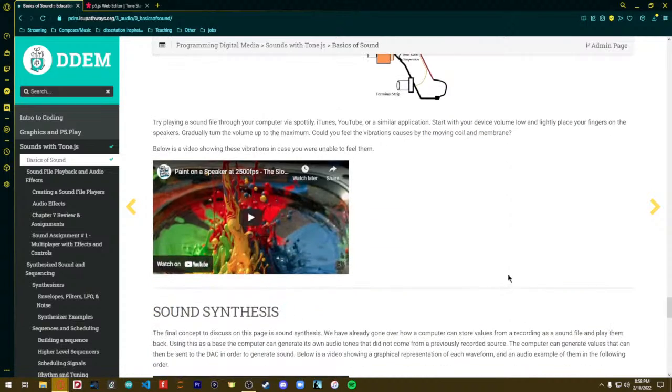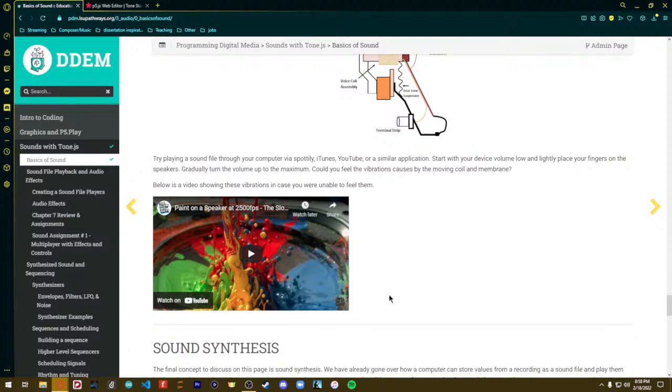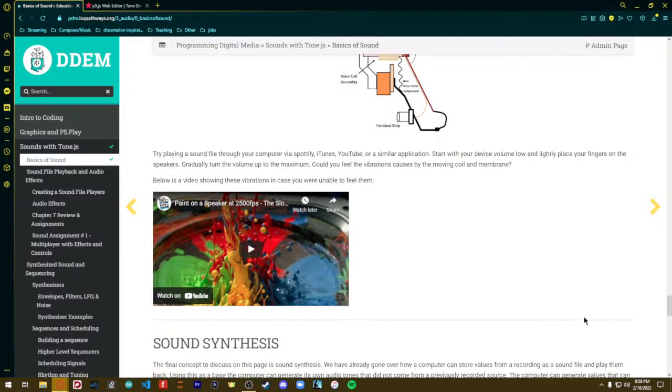Okay, I'm not going to play this again because it's copyrighted, but this is from the Slow-Mo guys. And just to illustrate this, they've put paint onto a speaker, and they're playing it in very slow motion. But as the speaker moves back and forth, pushing the air so we can hear it, by putting something on there, we can see that relationship. So check that out. It's kind of fun. I won't play it in this video.